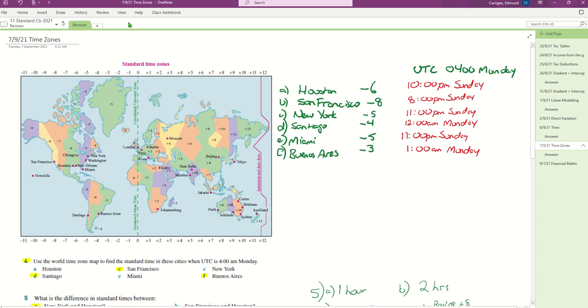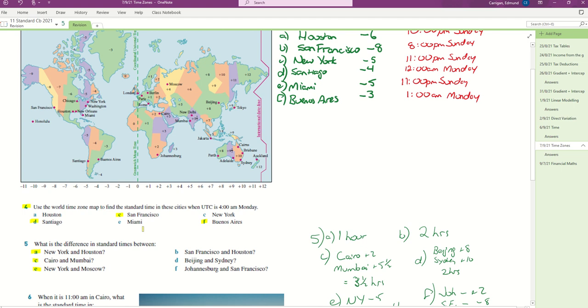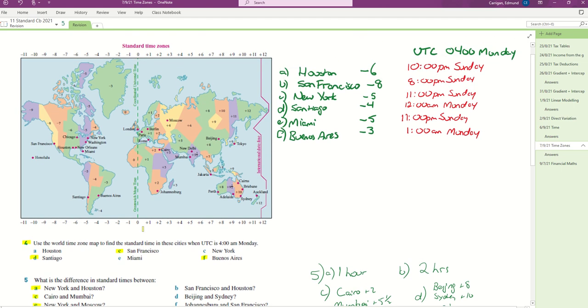Now what we're doing here is, in the first instance for question 4, we're using the world time map to find the standard time zones in these cities. We can see with the colour, they've given us the numbers inside each of these, so we just have to read them off. So Houston is at -6, San Francisco -8, New York -5, Santiago -4, Miami -5, and Buenos Aires -3. So they're all of our times, I guess.